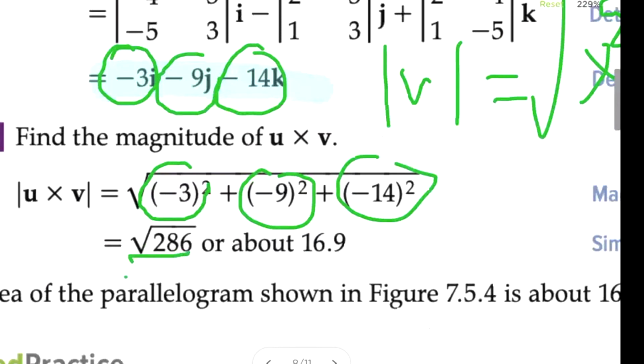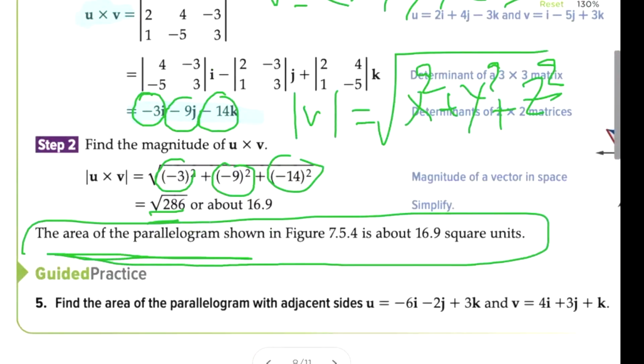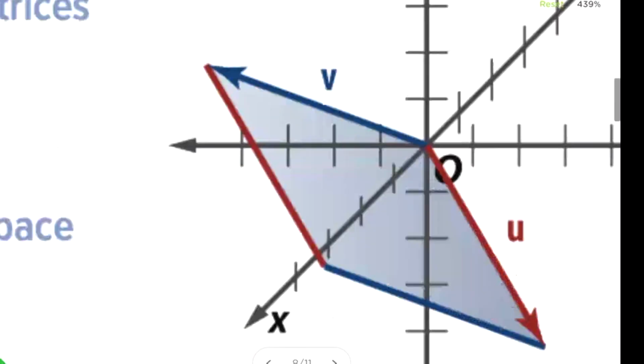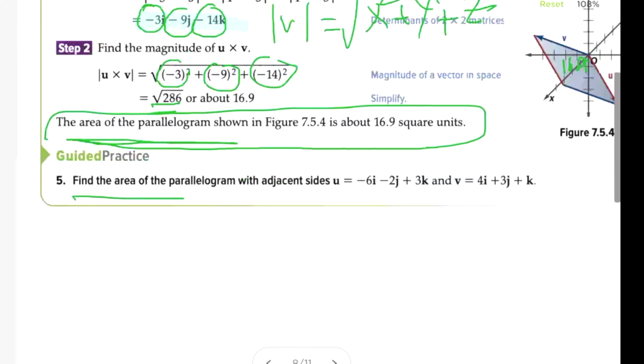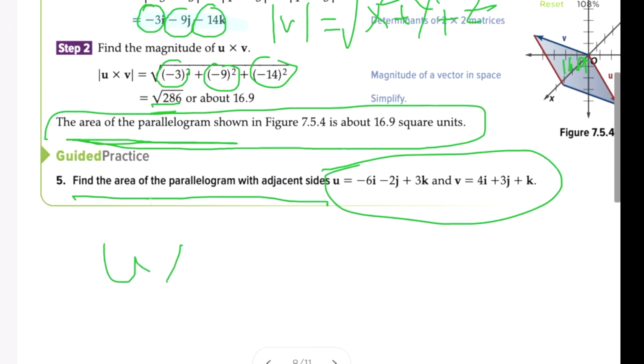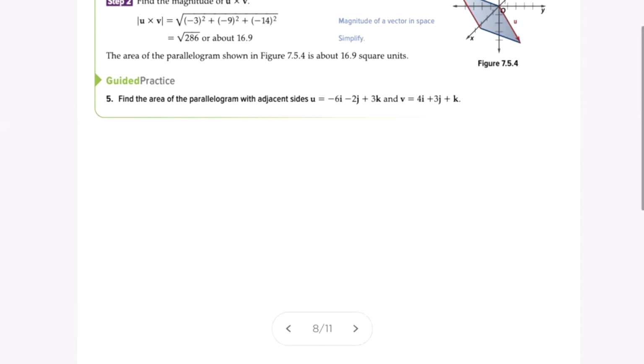This number is the area. That's the new thing. This magnitude is the area. So the area of this parallelogram is nearly 16.9. Okay, for example, if they ask you to find the area of a parallelogram with these vectors as adjacent sides, first you do u cross v. When you finish, you do the magnitude of u cross v. This is the area.